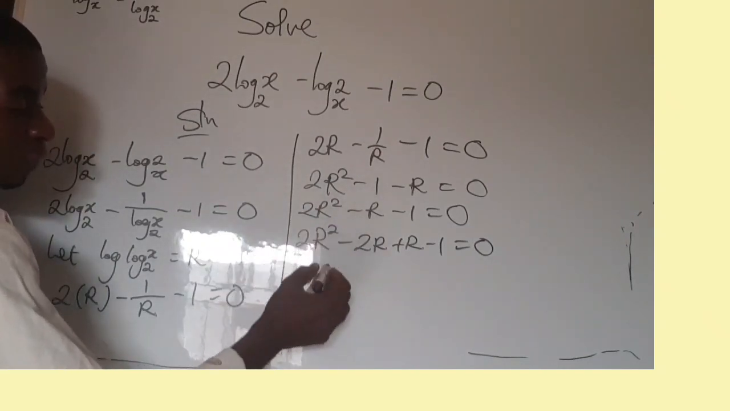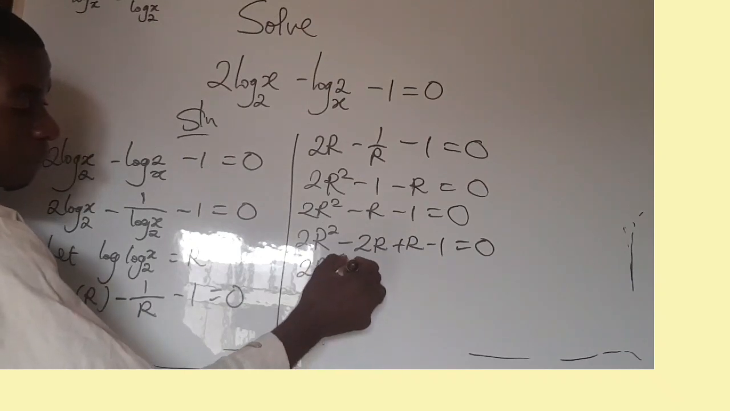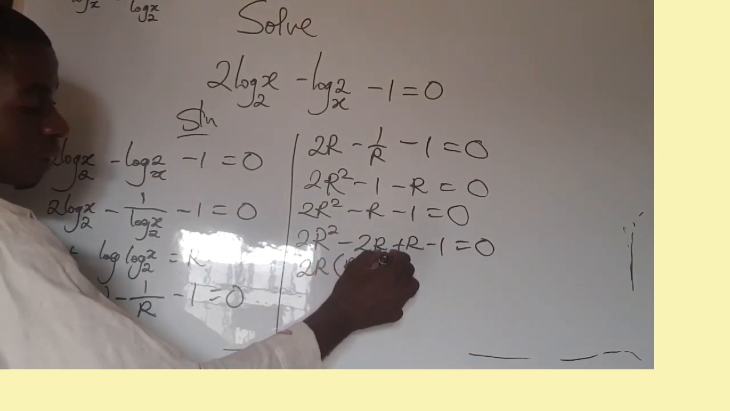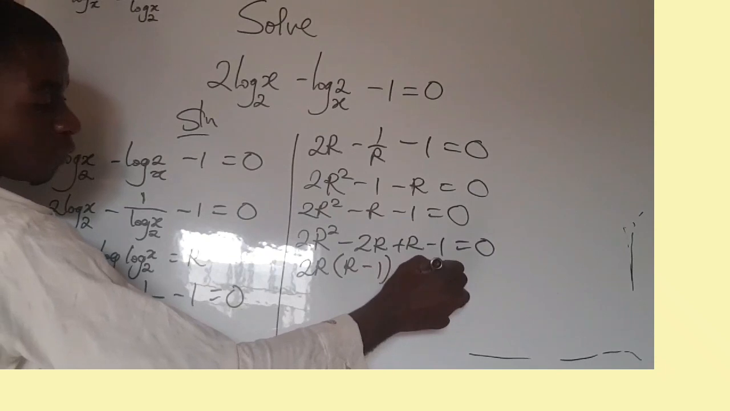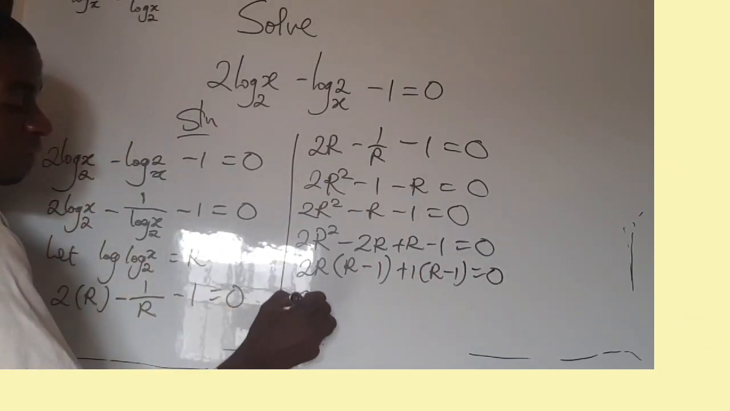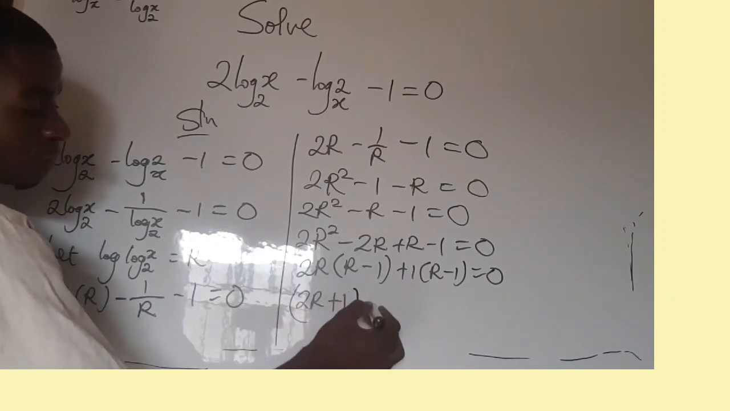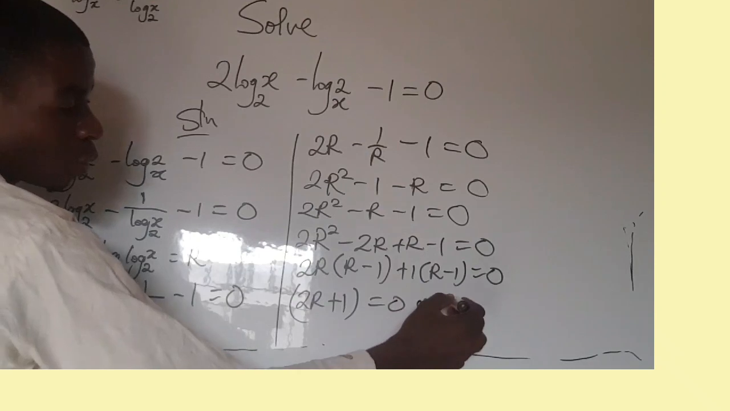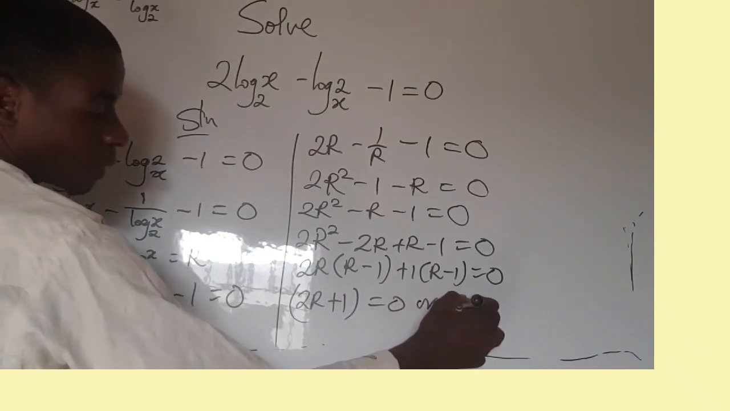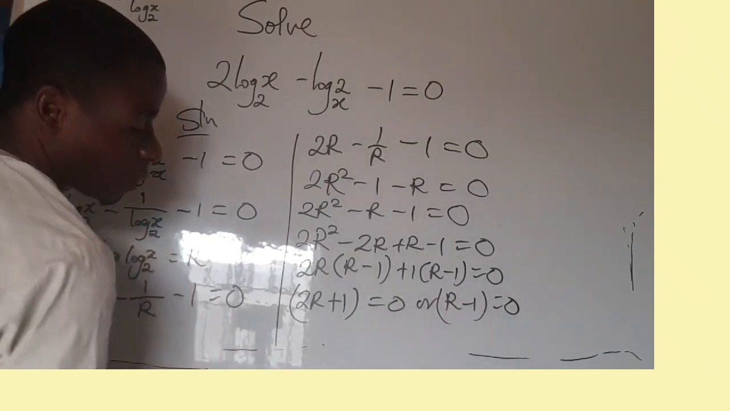So from here, we'll factor out. We have 2r into r minus 1, close bracket, plus 1 into r minus 1, close bracket, equal to 0. This simply means that 2r plus 1 is equal to 0, or r minus 1 is equal to 0.